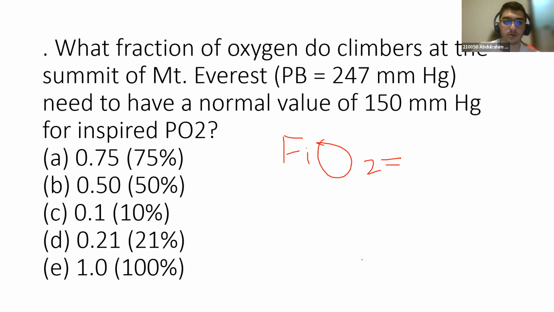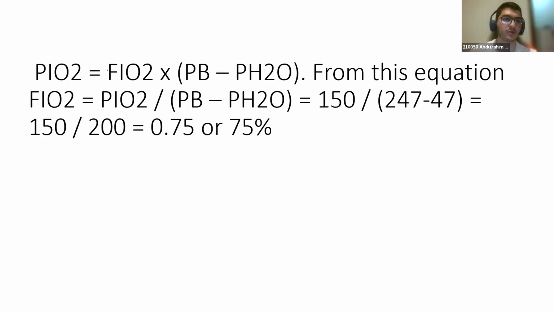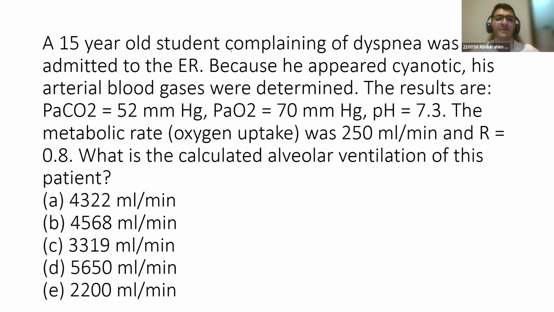Okay, so the answer is A. Yes, excellent. A is correct. So here they just solve for FiO2. I think it's simple math. So here a 15-year-old student complaining of dyspnea was admitted to the ER because he appears cyanotic. His arterial blood gas were determined. The results are PaCO2 is 52, the pressure of oxygen is 70, pH 7.3. The metabolic rate was 250 milliliters per minute, and the R is 0.8. What is the calculated alveolar ventilation of this patient?